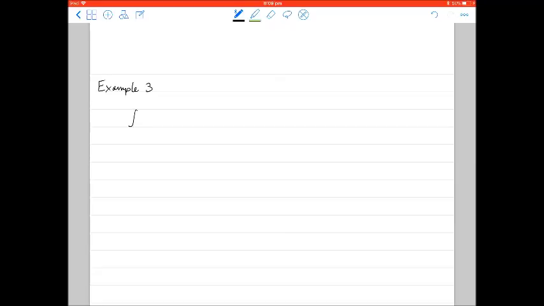Okay, so we want to integrate x times cos x with respect to x. What I first need to do is identify what u is equal to and what v dash is equal to. Remember my formula is the integral of u v dash is equal to uv minus the integral of vu dash dx.